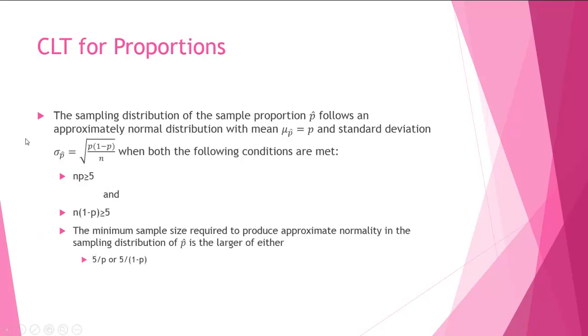So now here's the central limit theorem for proportions. The sampling distribution of the sample proportion p hat follows an approximately normal distribution with mean mu p hat equal to p, and the standard deviation of that formula, when the following conditions are met: your sample size times your proportion is greater than or equal to 5, and this is an and, we have to do both, your sample size times q, or 1 minus p, is greater than or equal to 5. The minimum sample size required to produce approximate normality in the sampling distribution of p hat is the larger of either 5 divided by p or 5 divided by 1 minus p.